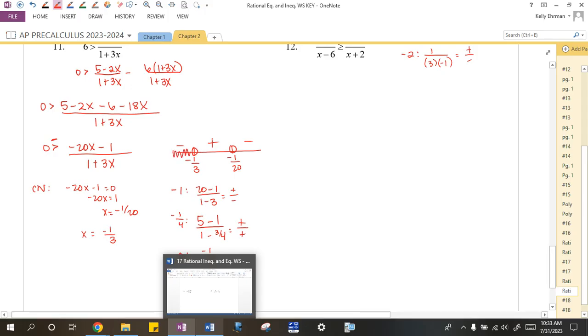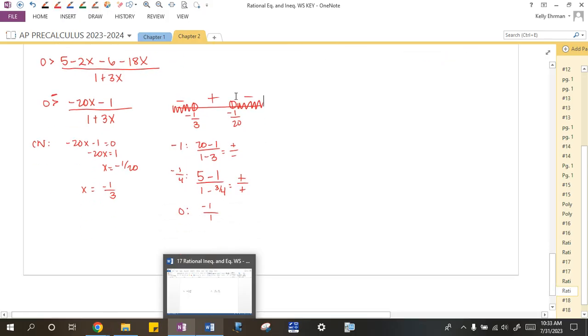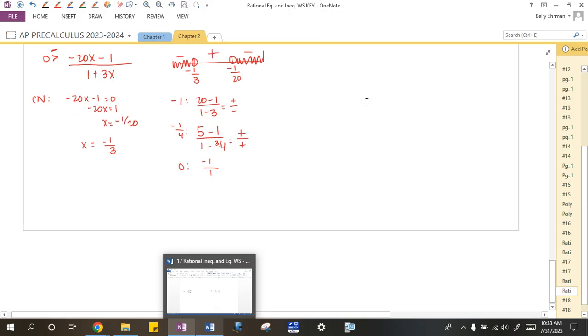If that messes with your brain, then please move the x's to the left side rather than the right side, and you will come up with the same solution set, but you'll have opposite signs, and you'll be looking for positives that way. Anyway, my solution set is negative infinity to negative 1/3, negative 1/20 to infinity.